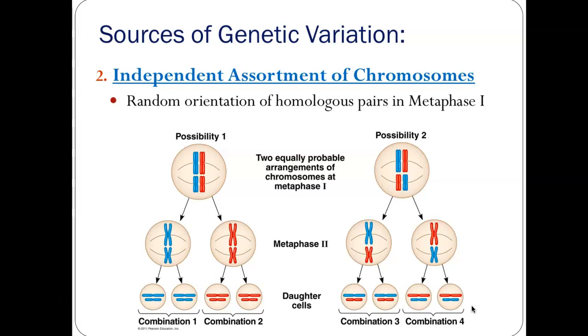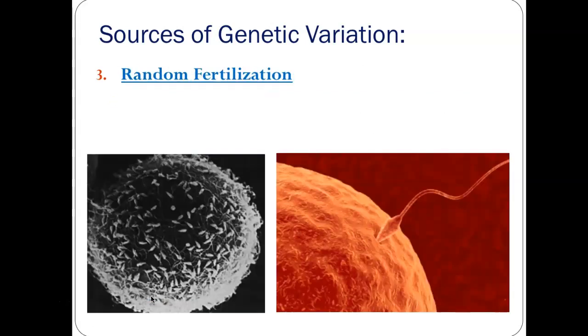So random orientation of homologous pairs in metaphase 1. And remember, red is maternal, blue is paternal. The maternal chromosome is right here, the paternal chromosome is right here. Do you see this gamete is going to have a combination of mom and dad? This gamete is going to have mostly dad. That's why when you see kids, they can look more like one parent than the other. It depends on how the chromosomes lined up, basically. Or they can look like a grandparent or something like that.